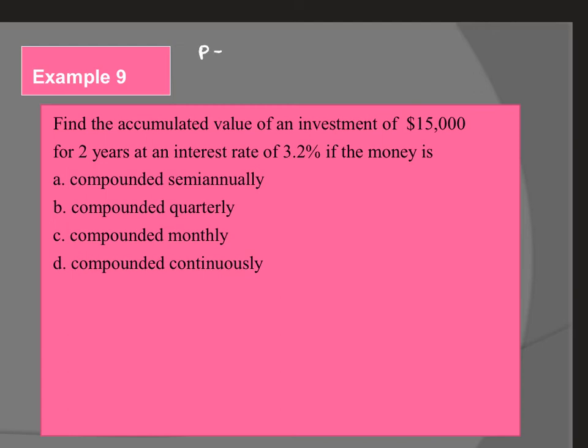What's the amount of money that's put in the account? $15,000, that's your P. What's the total amount of years that's sitting in that account? 2, so that's your T. And what's the rate? Good, 3.2%, which is going to be 0.032. Now what changes is the N.